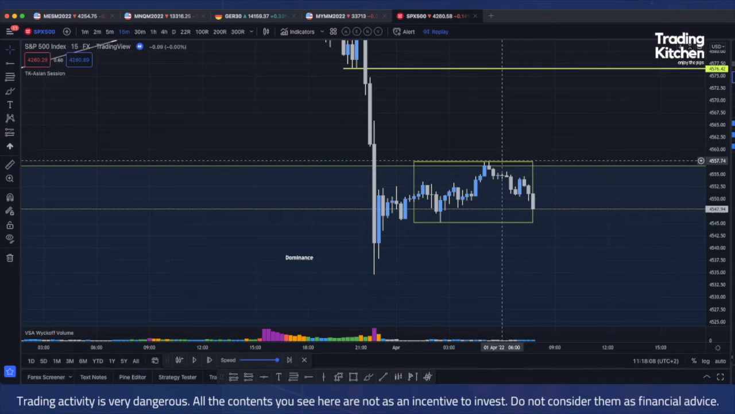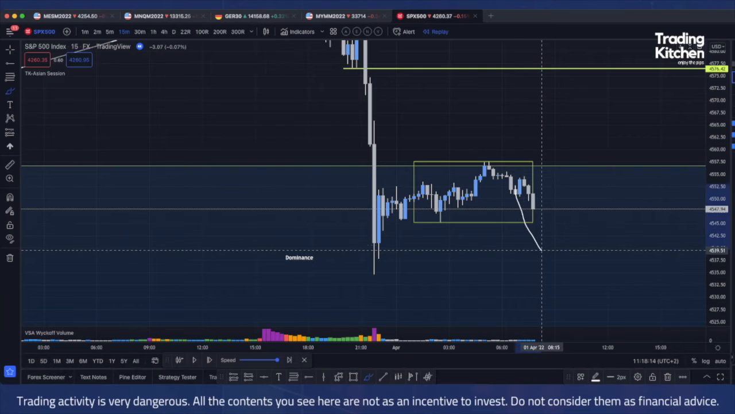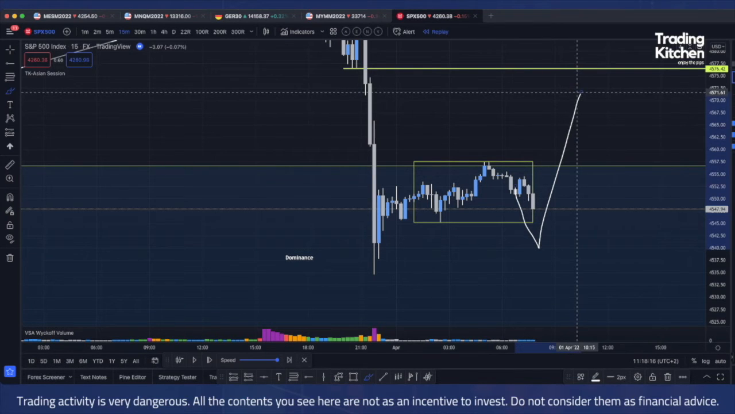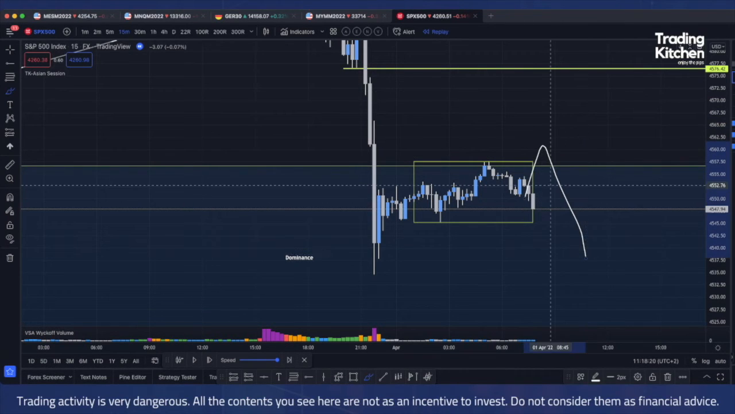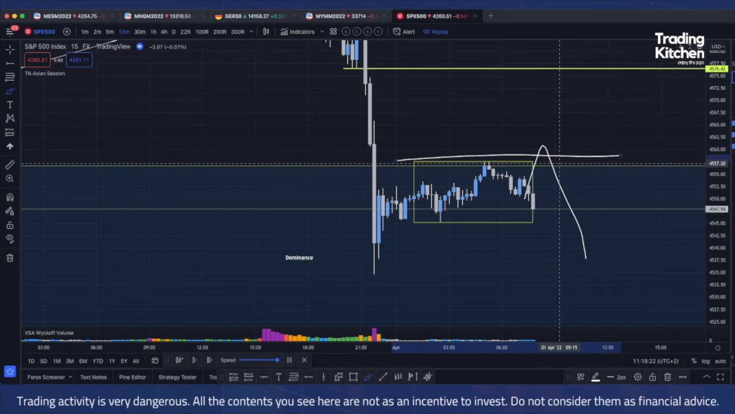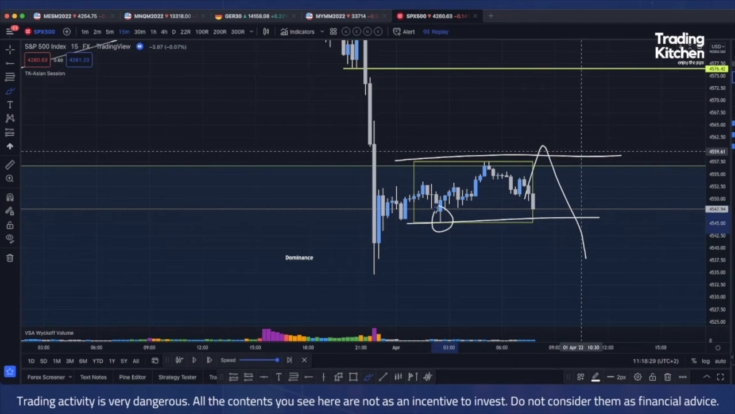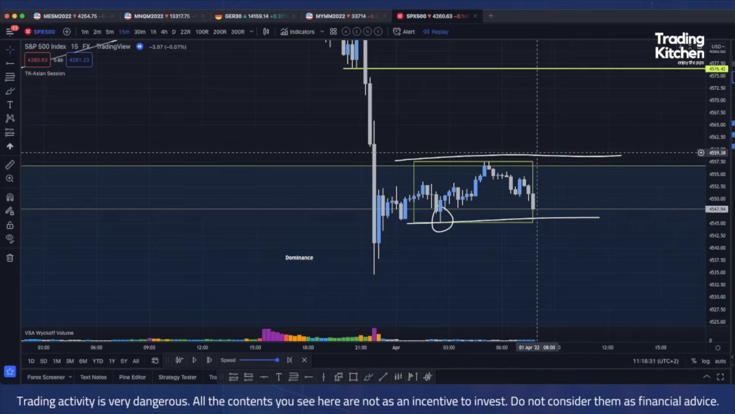What does the manipulation mean? You can see my whole video on the Wolf wave pattern. Anyway, I see this kind of movement or this kind of movement above the high of the Asian session or below the low of the Asian session, okay?